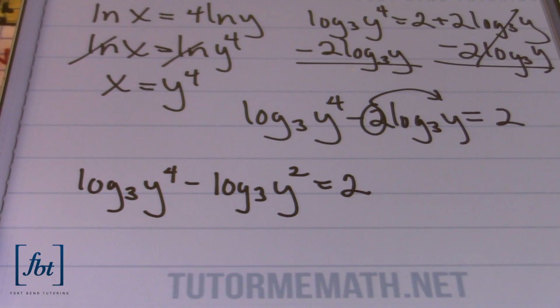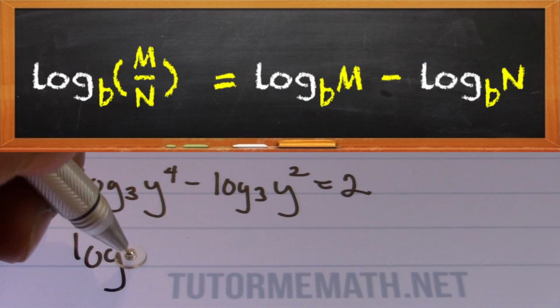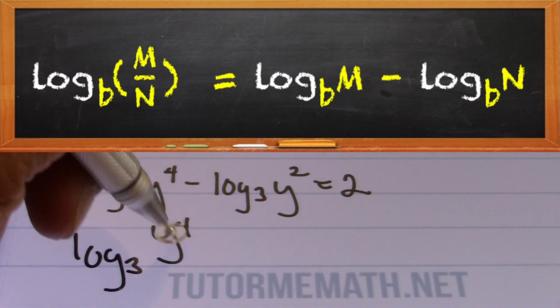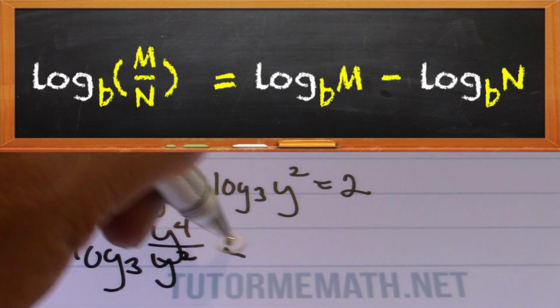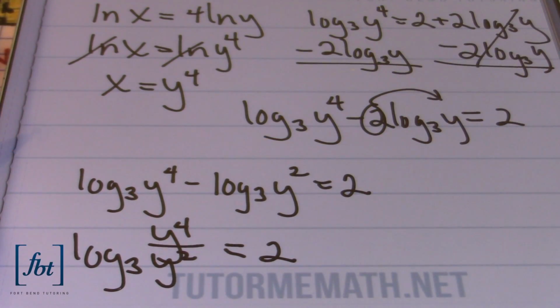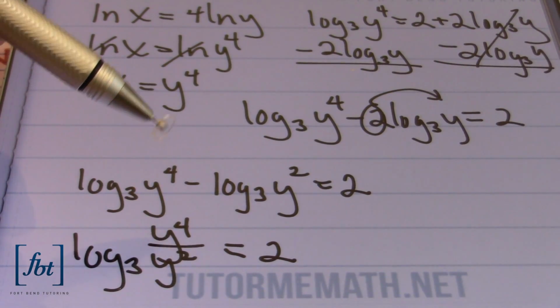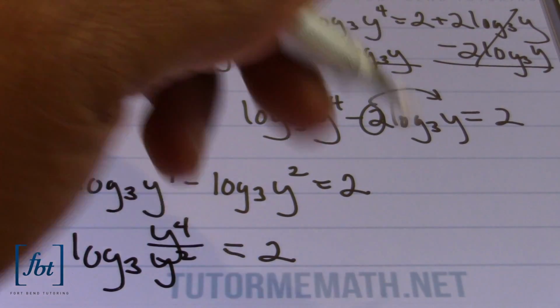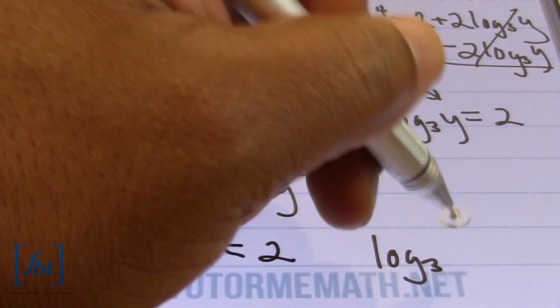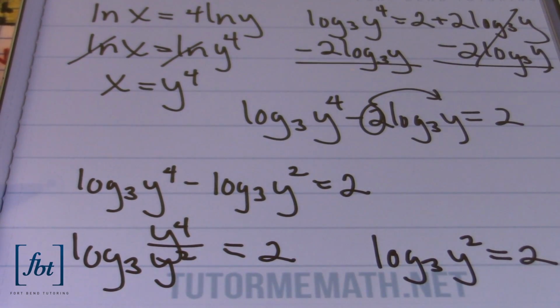So that being the case, we can now rewrite the left side using the quotient rule. So it becomes log base 3 of y to the 4th power divided by y squared, which equals 2. Yeah, that's what we have. And did you know that y to the 4th power divided by y to the 2nd power is the same thing as y squared? So you'll end up with log base 3 of y squared, which equals 2. Yeah, this is what you have there. Pretty nifty, if I say so myself.